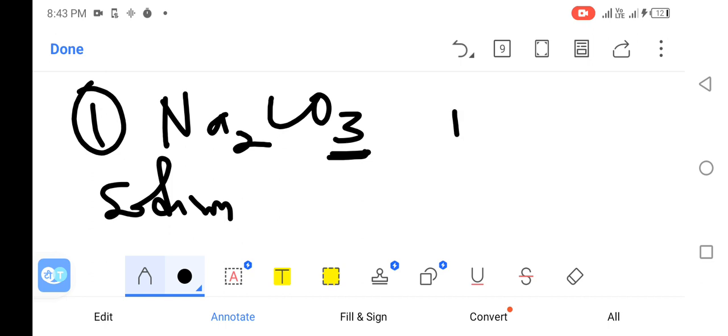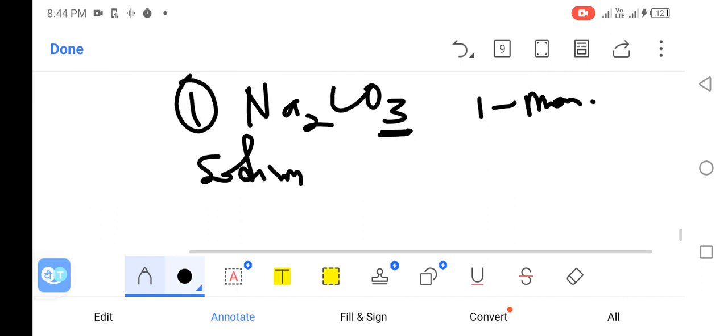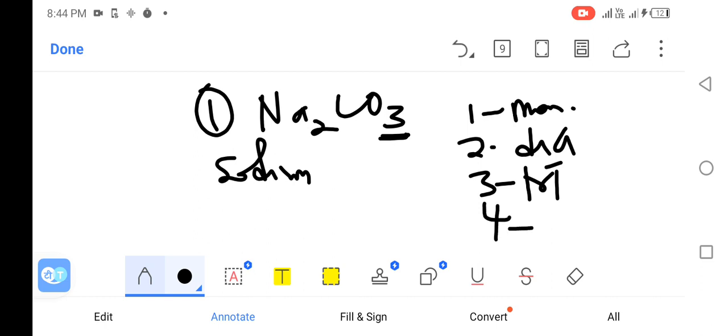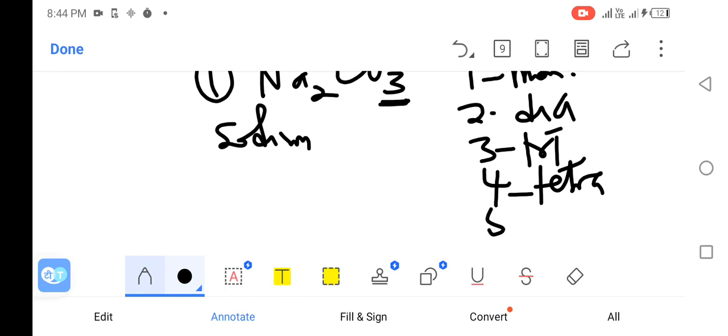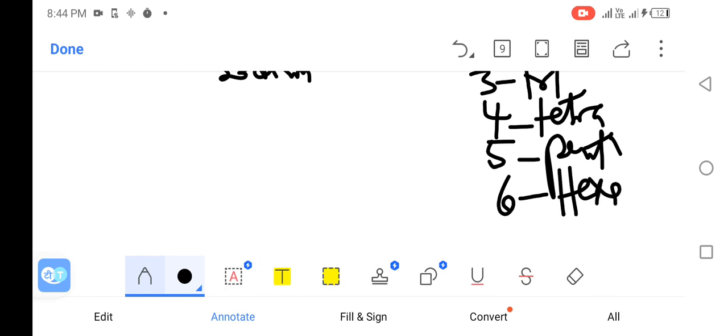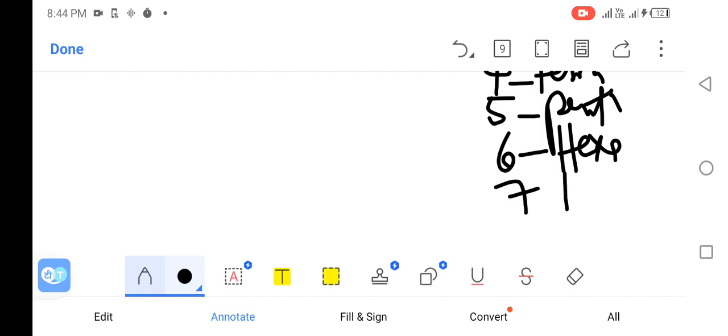If the number is 1, you say it's mono. If the number is 2, you say it's di. If the number is 3, you say it's tri. If it's 4, you say it's tetra. If it's 5, you say it's penta. If it's 6, you say it's hexa. If it's 7, you say it's hepta.